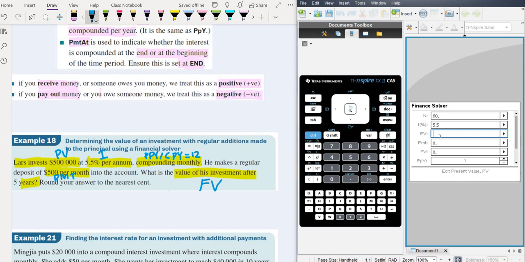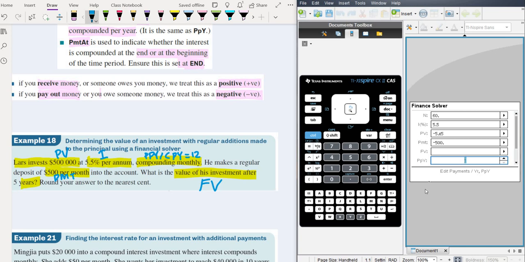Now, because that's the money we're putting into the bank, we're not making that money. We're in a way losing that money and putting it into the bank. So it's a negative value on the Finance Solver. So make sure you put negative 500,000. And then payment is 500 per month. Also, that's money we're losing, in terms of it's coming out of the bank account. So it's negative 500. And future value is something we don't know, so we just leave this one as blank.